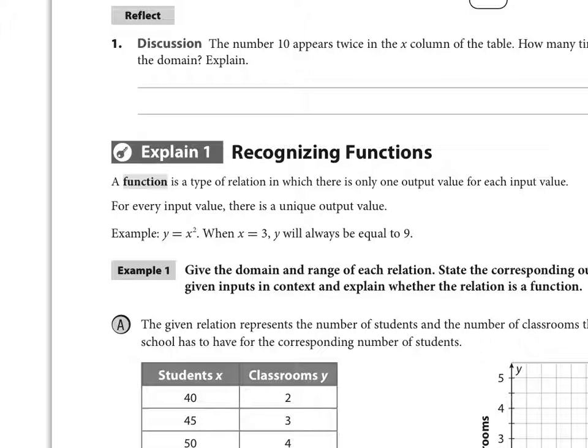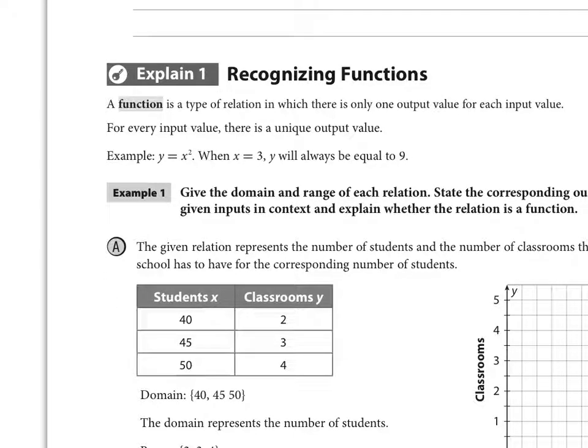Now that we know what a relation is, we'll be able to determine, is the relation a function or not. So here's a formal definition, and it's a little bit confusing, but we'll work with some relations and figure out how they're a function or not. So a function is a type of relation in which there is only one output value for each input value. So each input, if I just read it the other way, each input value has only one output value.